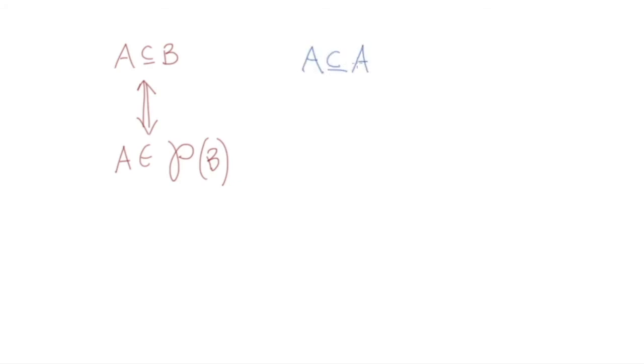Okay, here I'm just going to write down some really important things to remember about power sets. So we know that A is a subset of B means exactly the same thing as A is an element of the power set of B. So all the rules that we know hold for subsets also hold for power sets. For example, A is always a subset of A, right? So every set is a subset of itself. Likewise, every set is an element of its own power set.